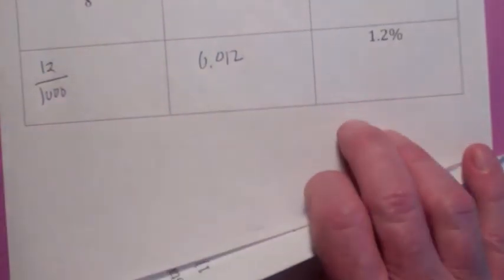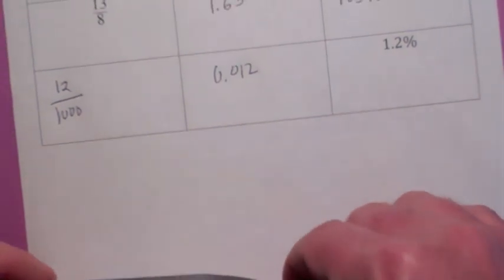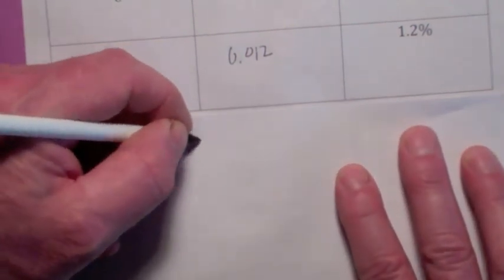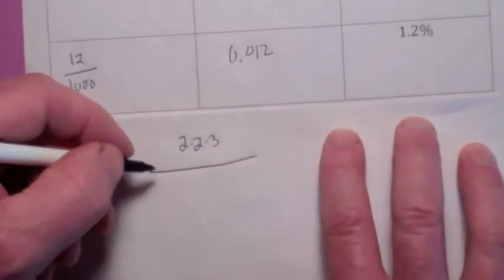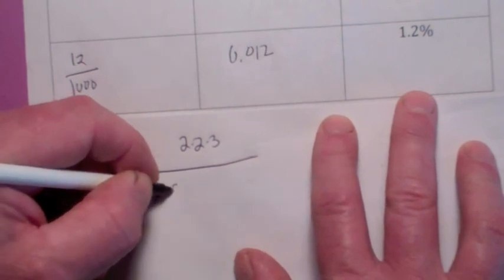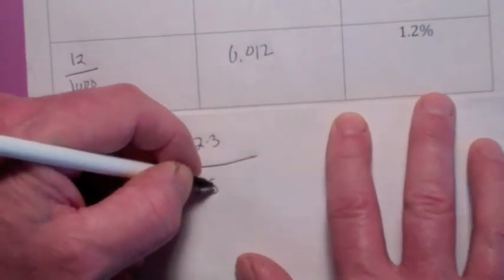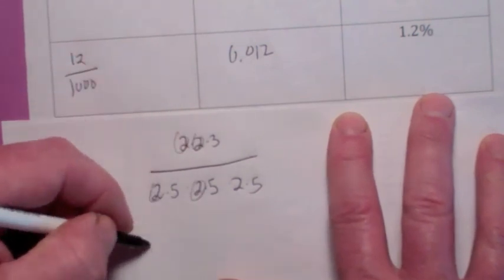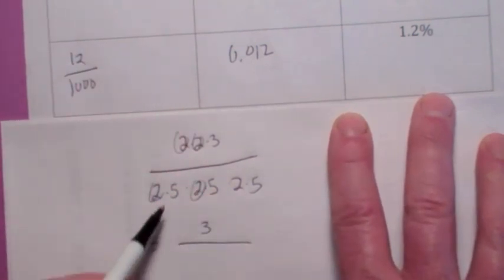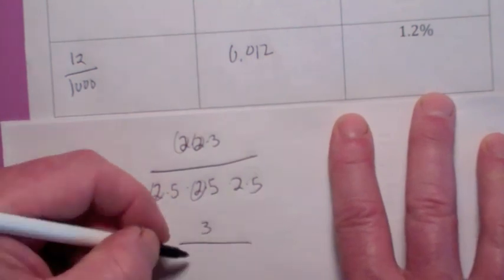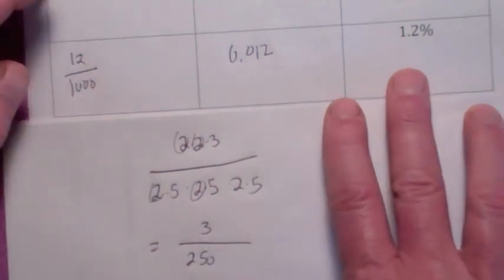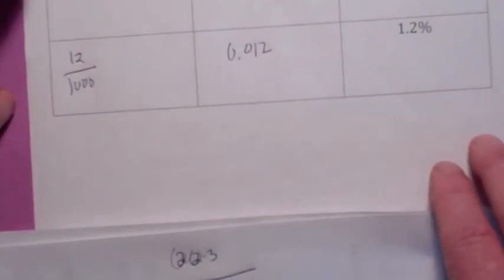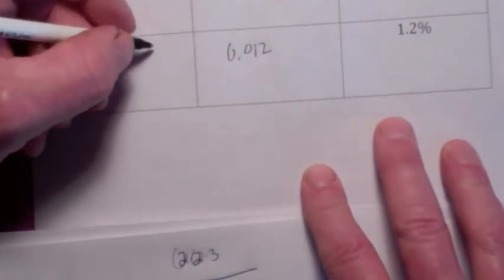The way you reduce 12 over 1,000, you'd write the numerator as 2 times 2 times 3. 1,000 is 10 times 10 times 10, which is 2 times 5 times 2 times 5 times 2 times 5. I believe we can cancel 2 of these 2's. So what do you have left? A 3 on the top, and it's going to be 25 times 10. What's that? 250? That's what I get. Did you get that? So it equals 250.